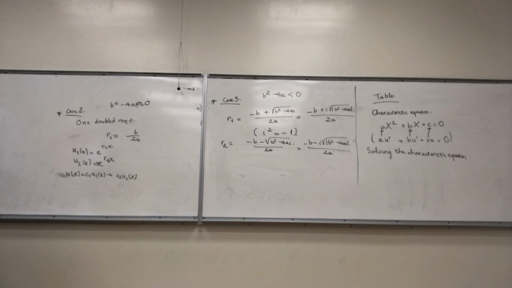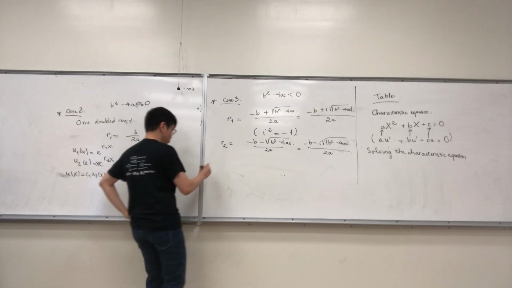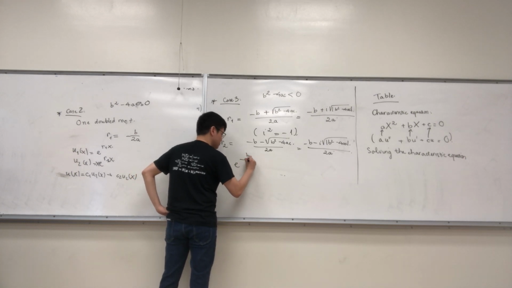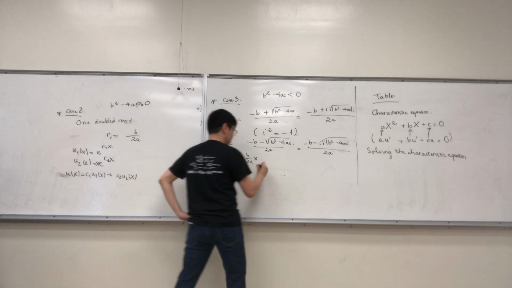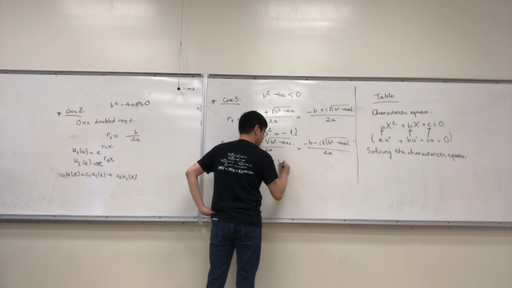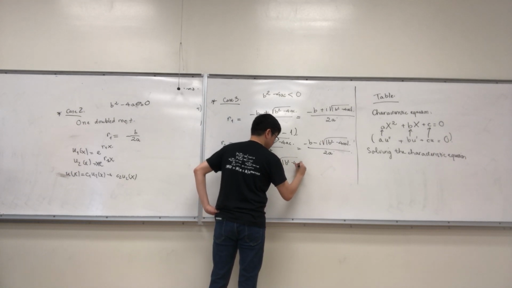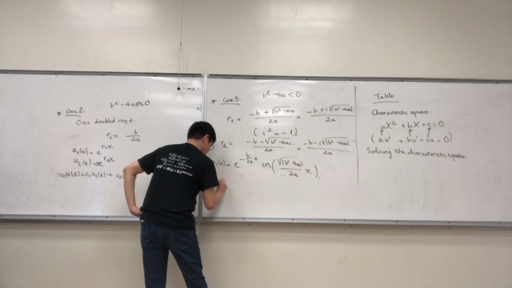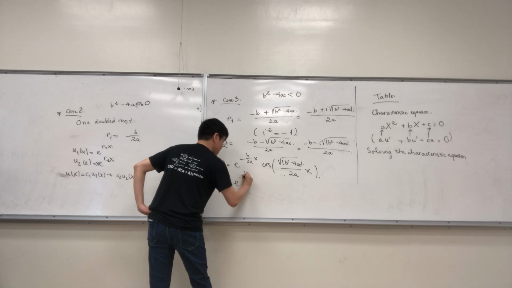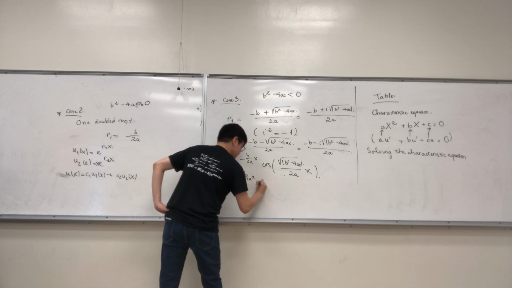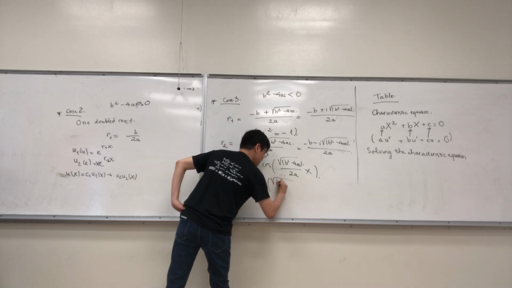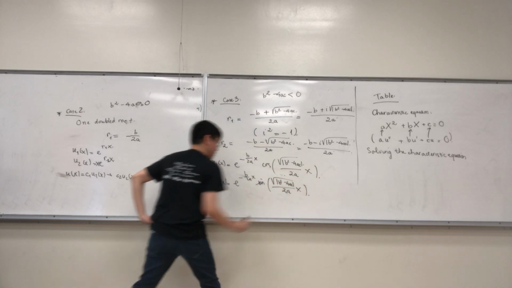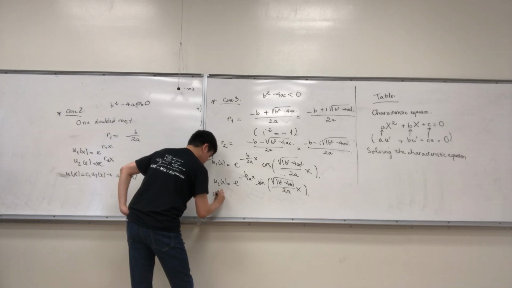Is it clear? So the two solutions will be u1 of x, which is exponential of minus b over 2a x times cosine of the square root of b squared minus 4ac over 2a of x, and u2 of x, which is e to the minus b over 2a x times sine of the square root of b squared minus 4ac over 2a of x. Alright? So u will be the linear combination of u1 and u2.